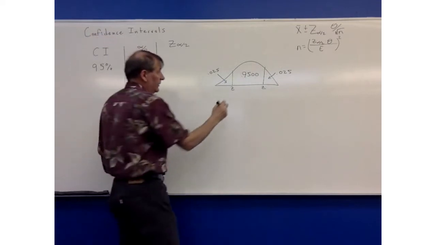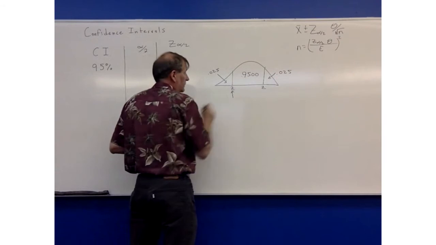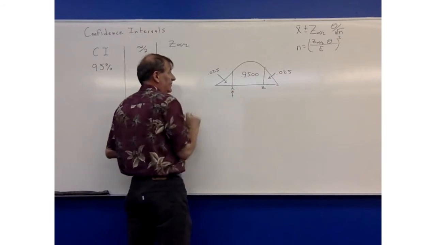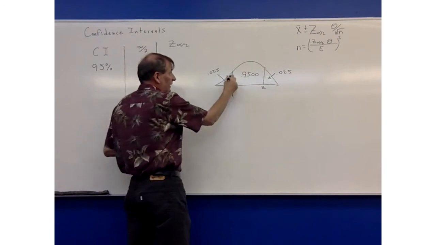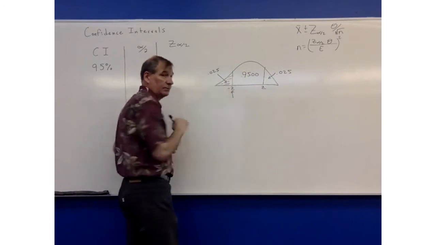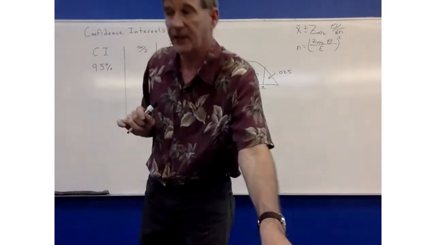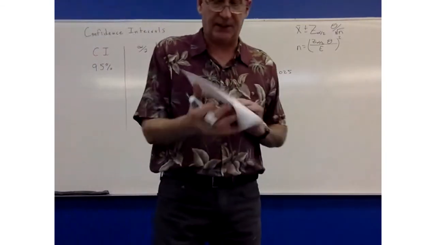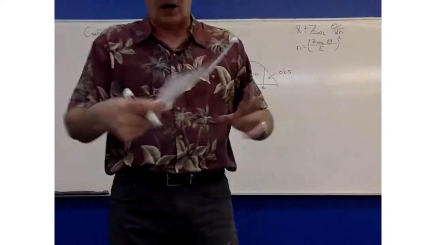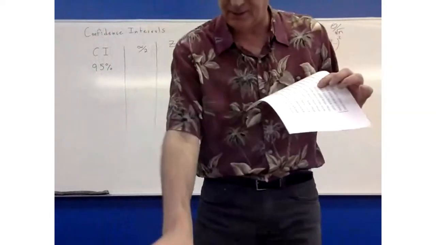So what I'm going to do is go to the Z table and find this Z value here. Now, this is going to be negative because it's on the negative side. So if I want to know what area is to the left of that, I look up 0.025. Hopefully you remember how to do that. Now, I happen to have my table right here. If you don't have yours, please get it.